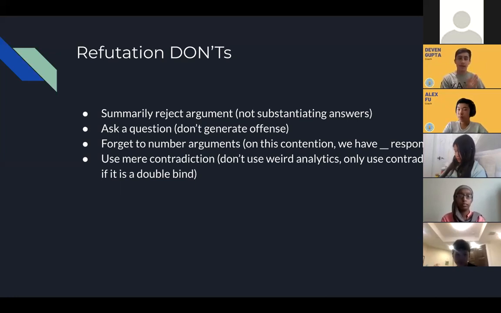Next, on to their second contention. You see, it's just easier for the judge to see what's going on in the round. Also, don't just use a mere contradiction. Don't use weird analytics. Only use contradiction if it's a double bind.